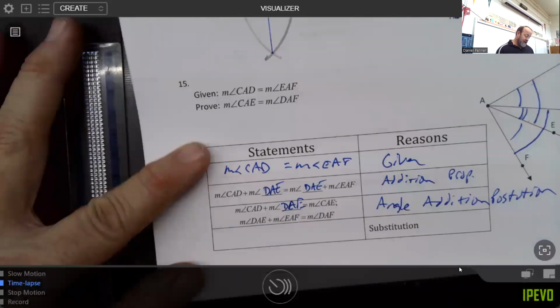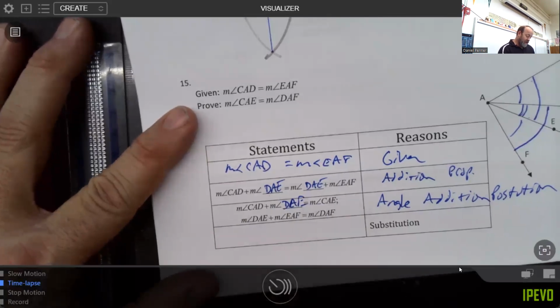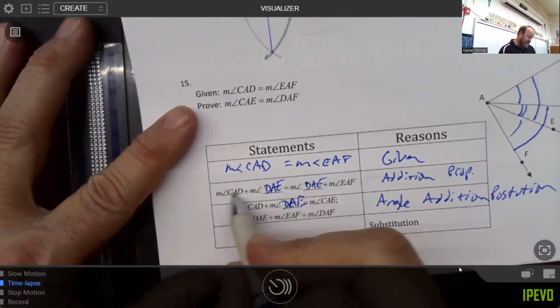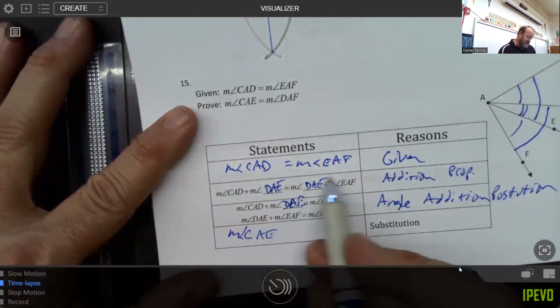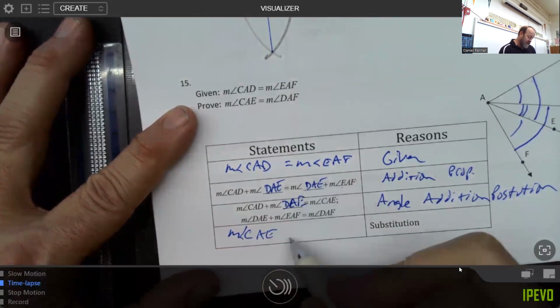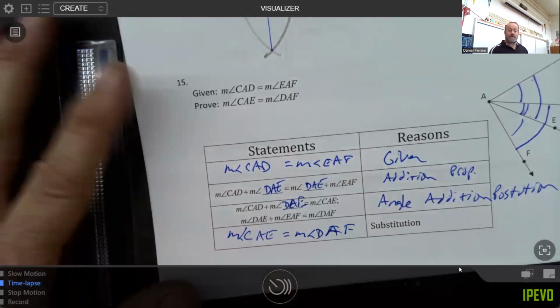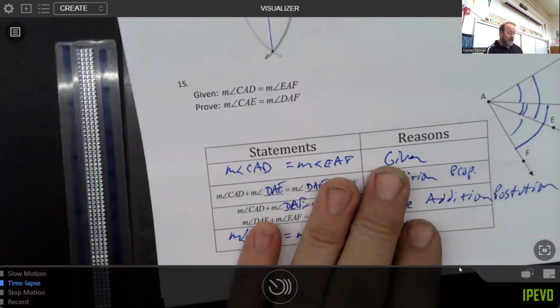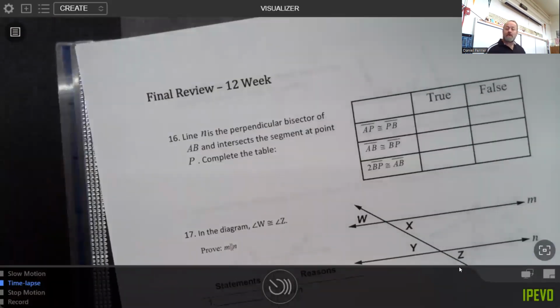But if you put it all together, if I know that this side is the same as this side, then what I could do is substitute CAE for all of this stuff that I have written right here. And I could take all of this stuff that is sitting right here and substitute angle DAF. And that is exactly what I wanted to show, that by substitution those two angles were the same. And I believe that finishes up our 6-week review.